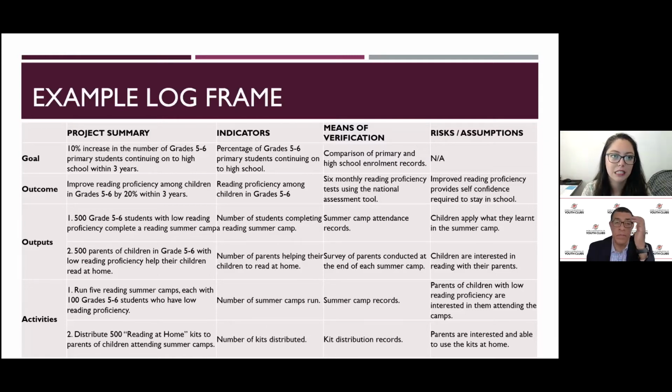Risks and assumptions. This section is probably the most important and usually the most left off of most log frames. So it's the column all the way to the right. So the risks and the assumptions are extremely important because you need to write out and think about how are you going to mitigate or lessen the response of something that could disrupt your activity or the results of your activity?